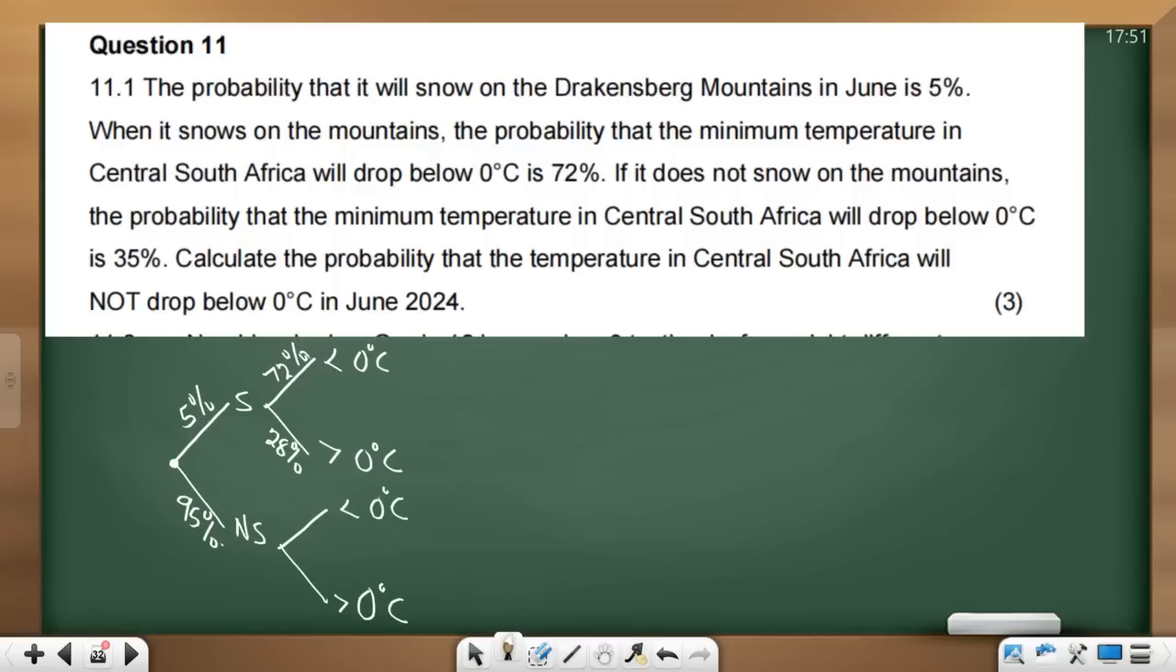What do we have? If it does not snow on the mountains, not snow, the probability that the minimum temperature will drop below 0 is 35%. Automatically, this is what? 65%. So it is snow and below 0, snow and above 0, not snow. Let's just use, we don't have to use English. Snow and what? Less than 0, snow greater than 0, not snow less than 0, not snow greater than 0.